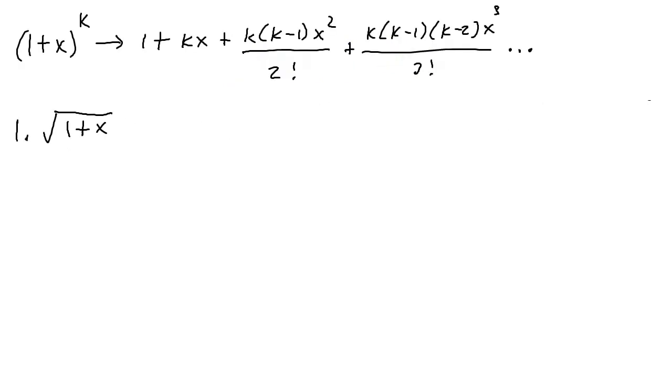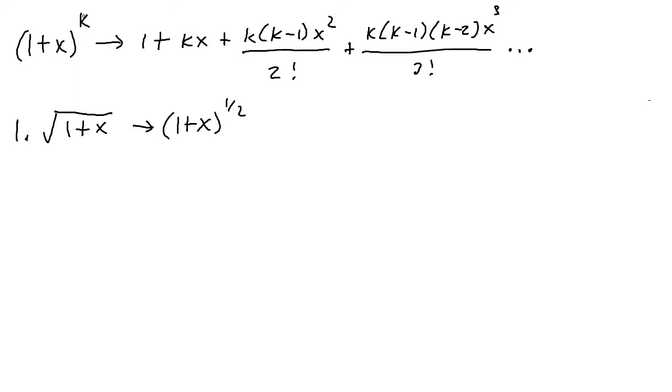So let's say for number 1 we have the square root of 1 plus x, and we have to turn it into a power series. So the very first thing is to get 1 plus x, or the square root of it, to look like 1 plus x to the k power. So we can simply turn it into 1 plus x raised to the 1/2 power. So notice 1/2 is going to be the k value.